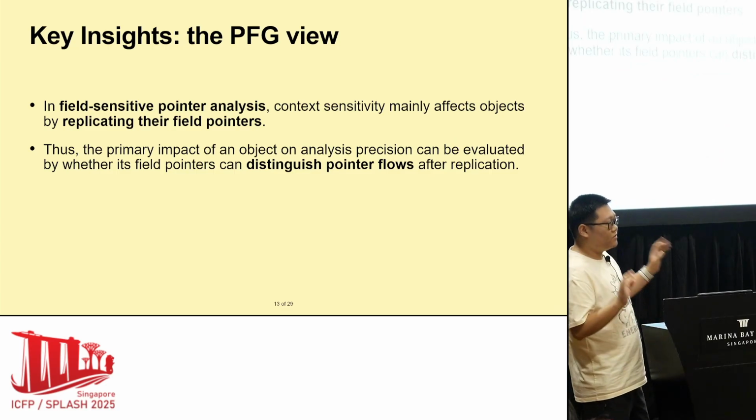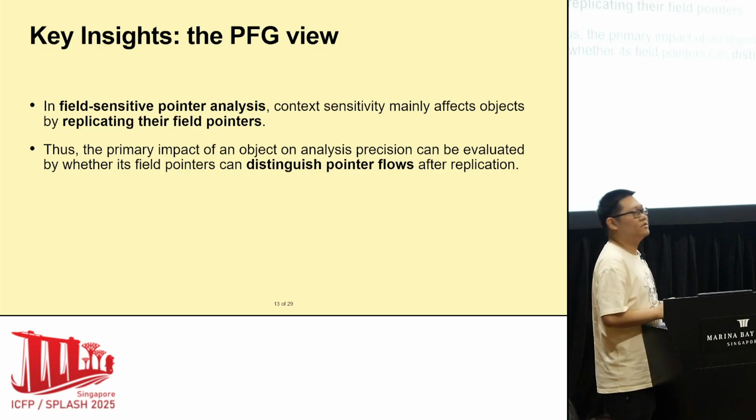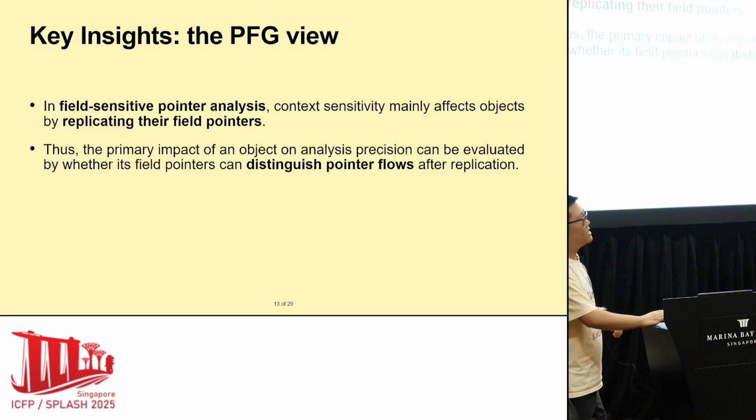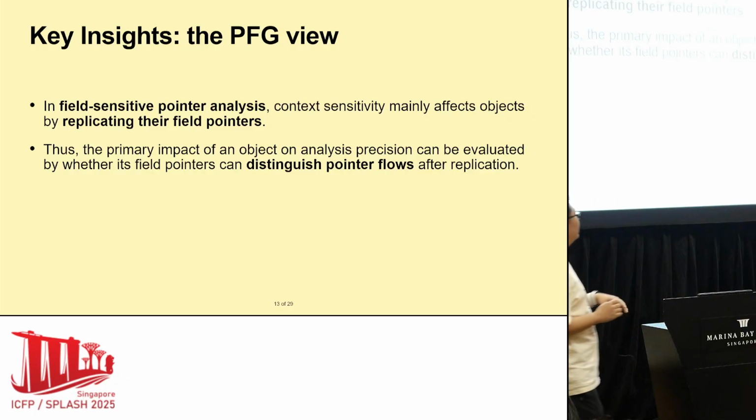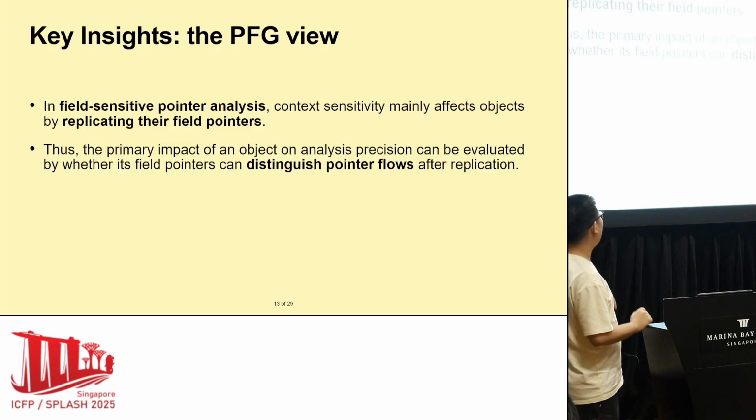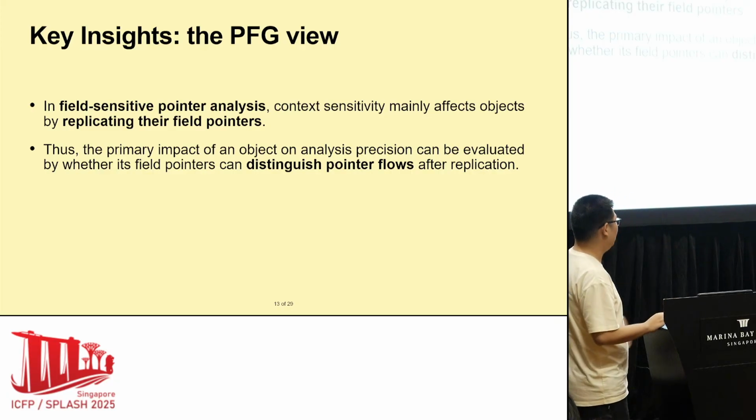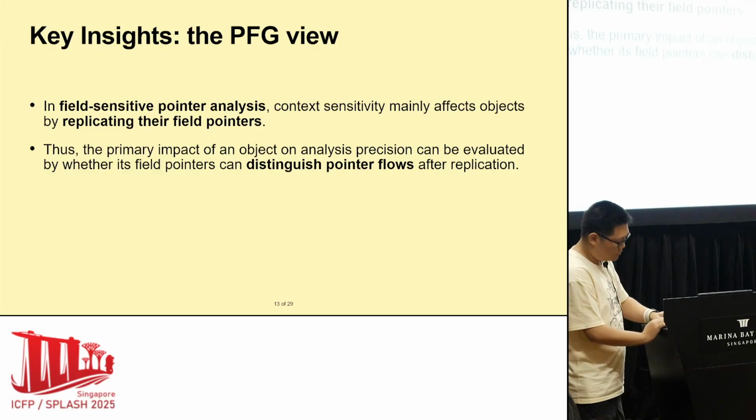And from the view of the PFG, in field-sensitive pointer analysis, context sensitivity mainly affects objects by replicating their field pointers. So we can basically evaluate the primary effect of an object on analysis precision by checking whether its field pointers can successfully distinguish the pointer flows.